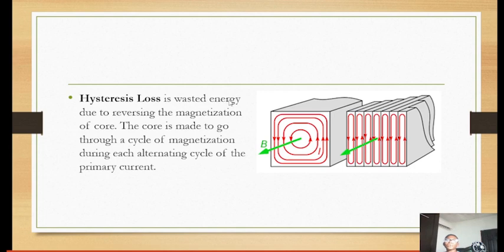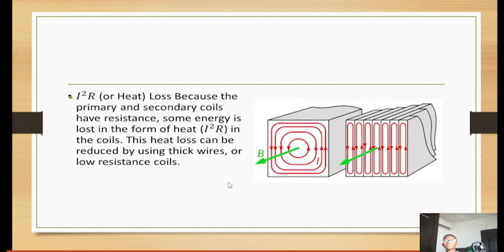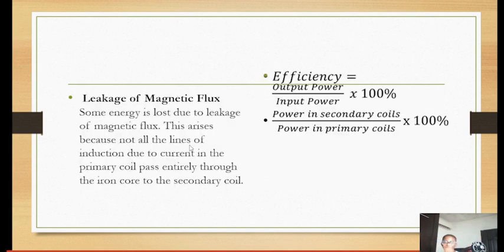Hysteresis loss is wasted energy due to reversing the magnetization of the core. The core is made to go through a cycle of magnetization during each alternating cycle of the primary current. Then I squared R, or heat loss, because the primary or secondary coils have resistance. So energy is lost in the form of heat. These are just different heat losses.